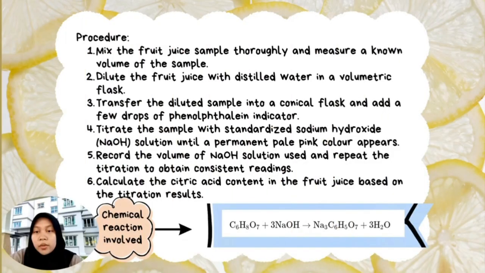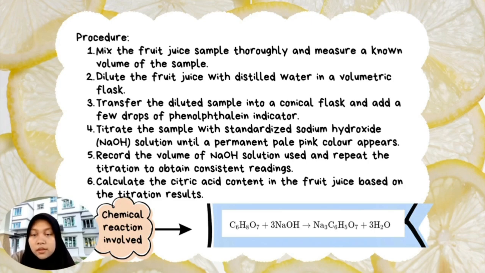The volume of sodium hydroxide used is then recorded and used to calculate the citric acid content in the fruit juice. Next, I will explain the procedure for determining the citric acid content in fruit juice using acid-base titration.